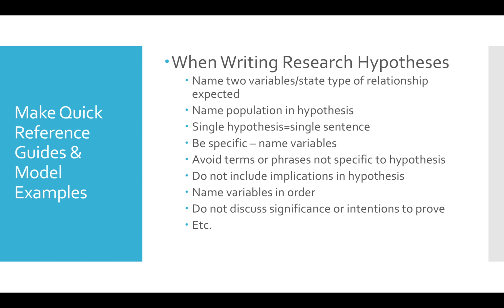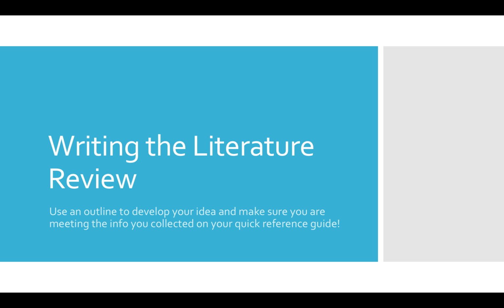So for example, when you're writing research hypotheses, this is covered in chapters 2 and 3. I just went through and read all the do's and don'ts and started compiling a list. Now, this does not include everything that's in the text, but it's just to give you an example of how you can make these quick reference guides for the different sections of writing a research report. As you go to write your individual lit review, you can do something similar. That is what I did when I was working on this project last year.